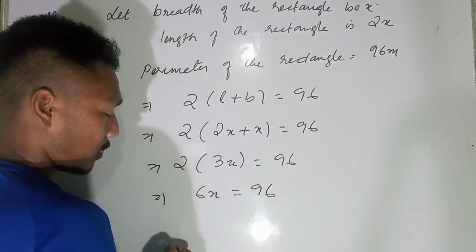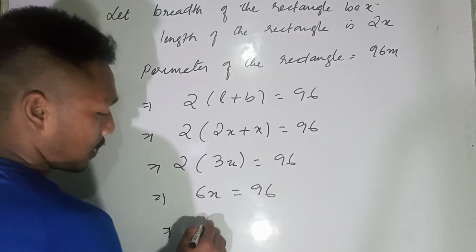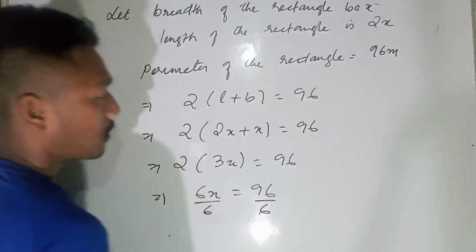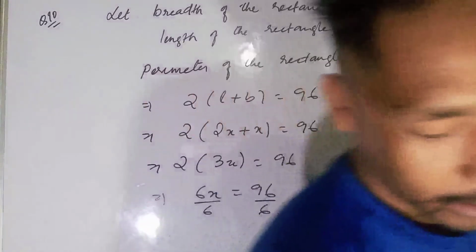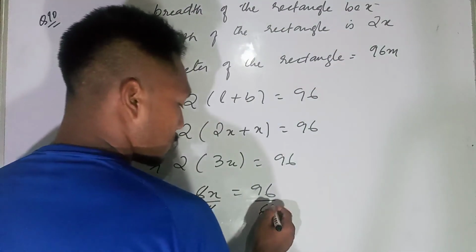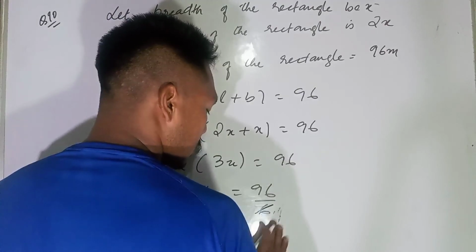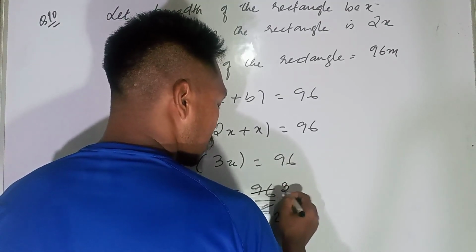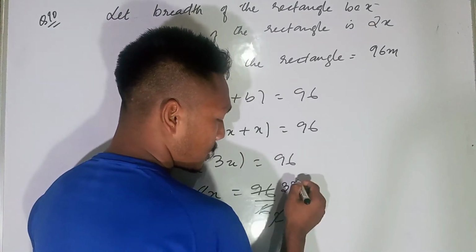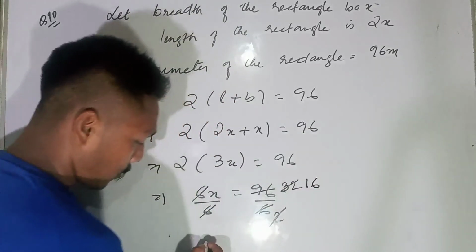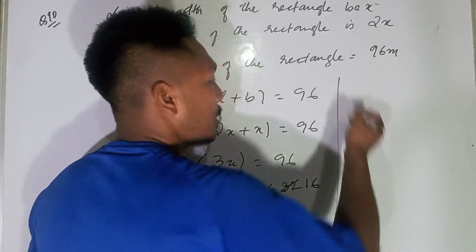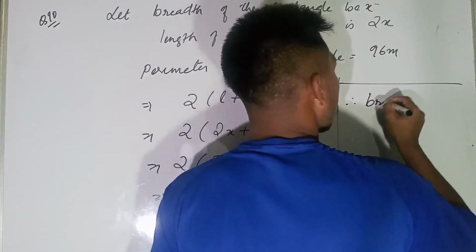Now if I want to remove the 6, what should I do? I have to divide both sides by 6. So x equals 96 divided by 6, and 6 and 6 cancel. 6 times 1 is 6, 3 times 6 is 18, and so on. So the breadth is 16.